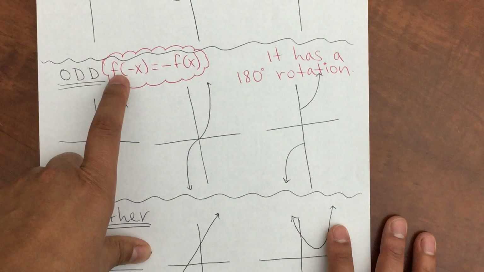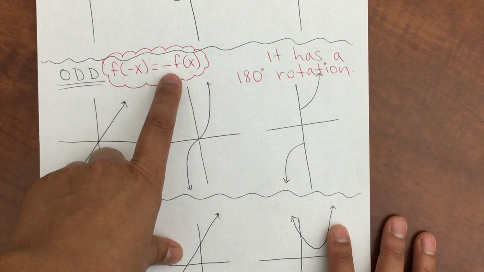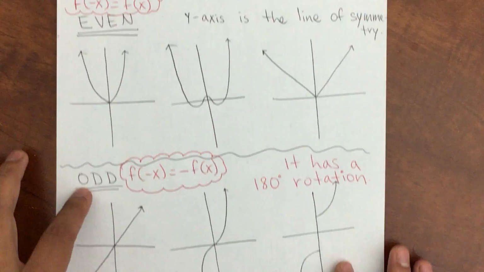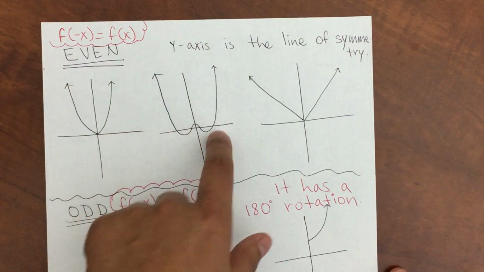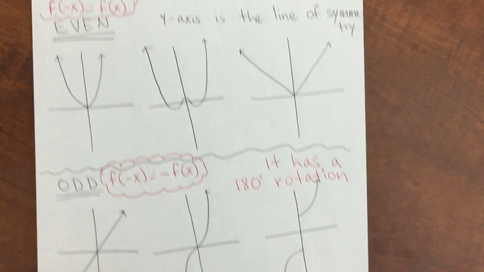For odd functions, algebraically, it's f of negative x equals negative f of x. So that's important. That's what we're going to be using, because now we're not going to be working with the graphs. We're going to be working with the formulas.